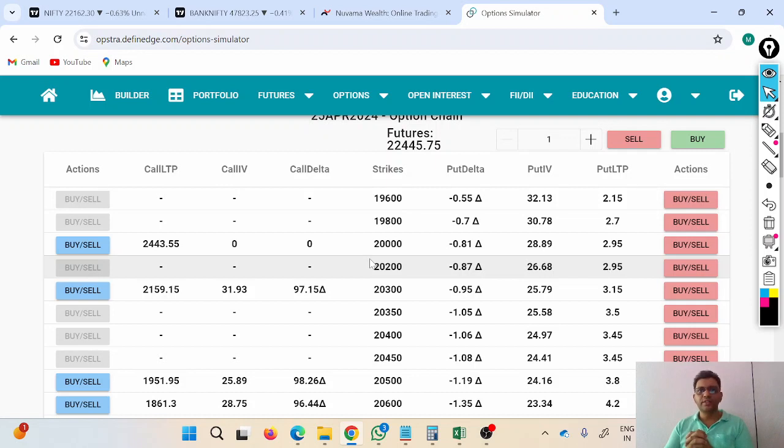In earlier sessions we have seen what is delta, what is gamma, what is theta, what is implied volatility, what is India VIX and what is vega. In this session we are going to see the last option Greek. Its name is rho.